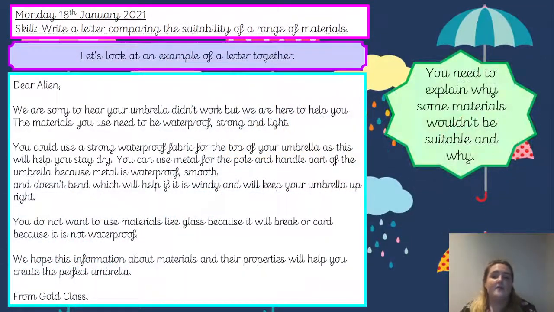You also need to explain why some materials wouldn't be suitable and why. So if we have a look here then, we have said glass isn't suitable because it will break, okay, and card isn't suitable because it is not waterproof. It's really important that we highlight which materials are not very good for an umbrella too.